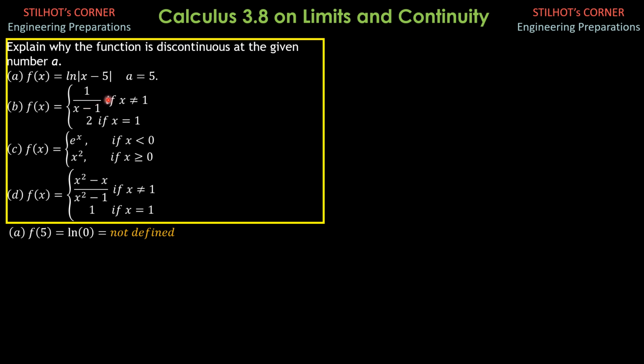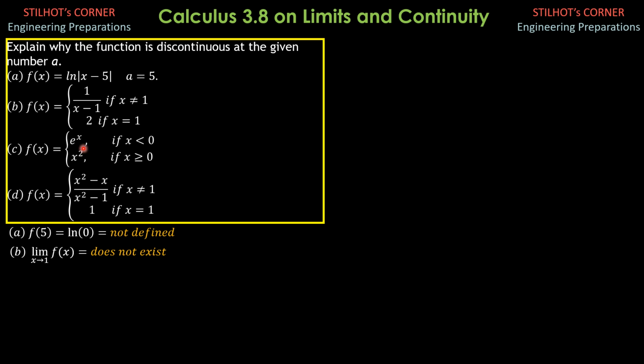And secondly, the function value when x is exactly 1 is 2, and not equal to negative infinity or positive infinity. So for number 2, the limit of f of x as x approaches 1 does not exist. So that's the reason, the first reason. We don't need to proceed to the second one.